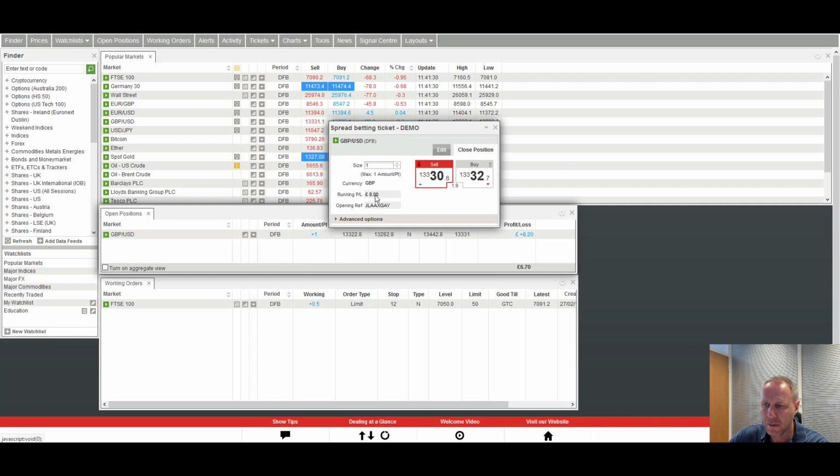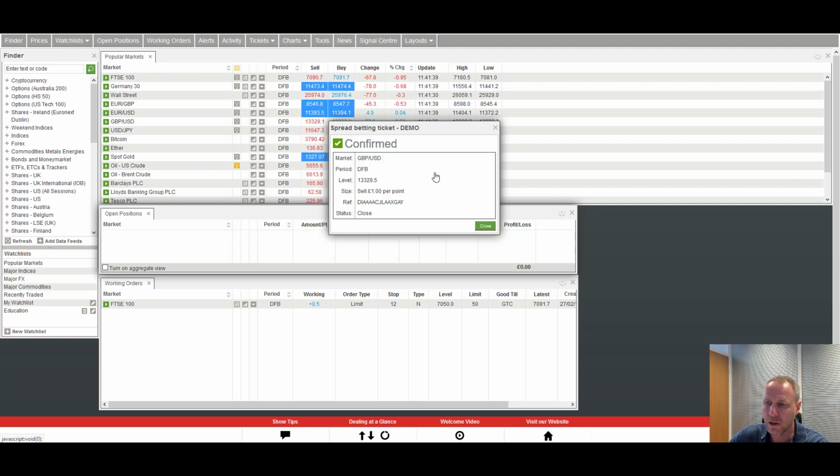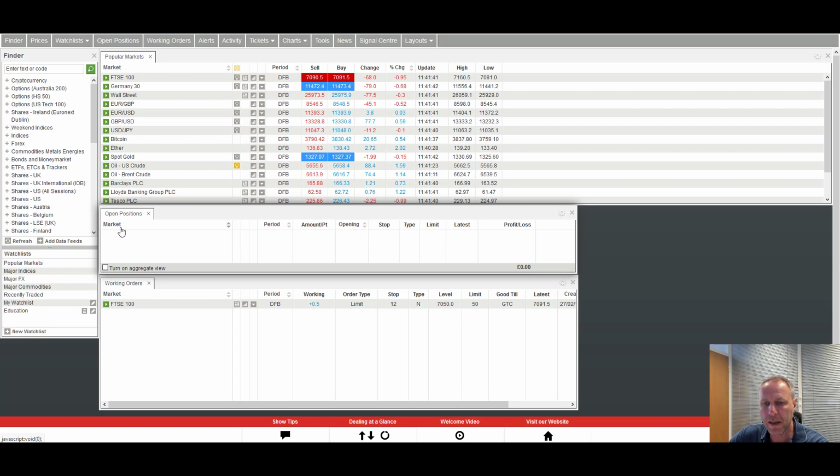Now, if I want to close that, I can literally click on the open positions here, and you can see that the P&L is running. And now I'm going to click the sell button. I have to do an opposite transaction. I'm going to click the sell button here just to close this trade. Close that trade. Now it's disappeared in the open positions, and I no longer have that trade open.